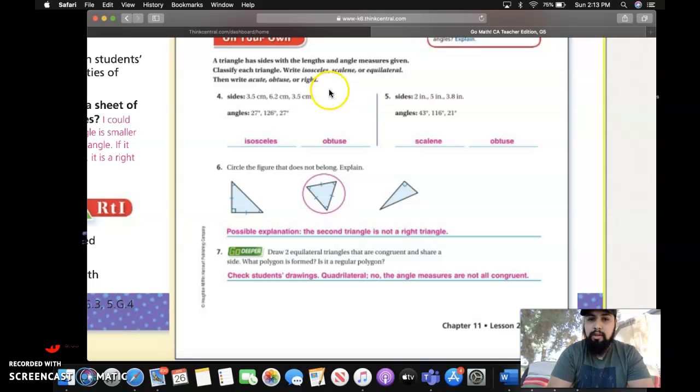This one right here, number 5, 2 inches, 5 inches, and 3.8. Well, all of those are different, which makes it a scalene. And the angles, well, one of them's bigger than 90, making it a scalene obtuse.